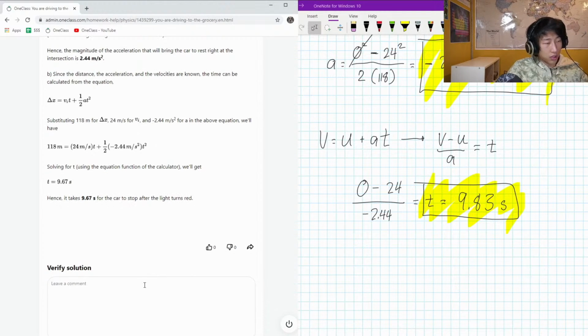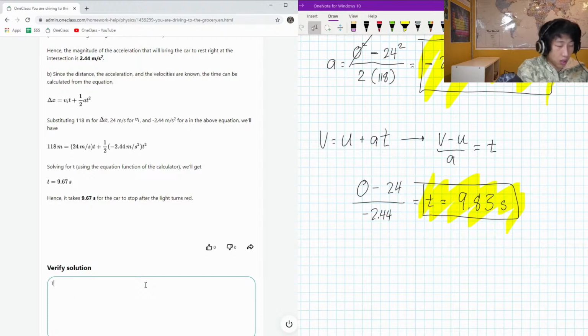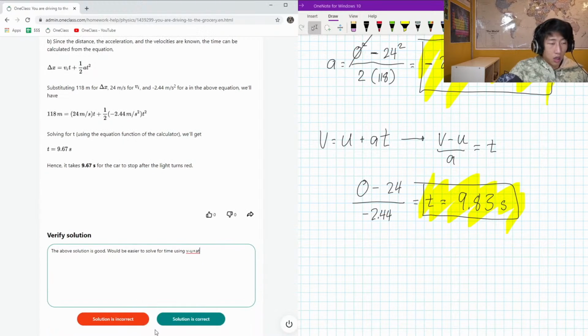Okay, cool. So the above solution is good. It would be easier to solve for time using v equals u plus at. Awesome.